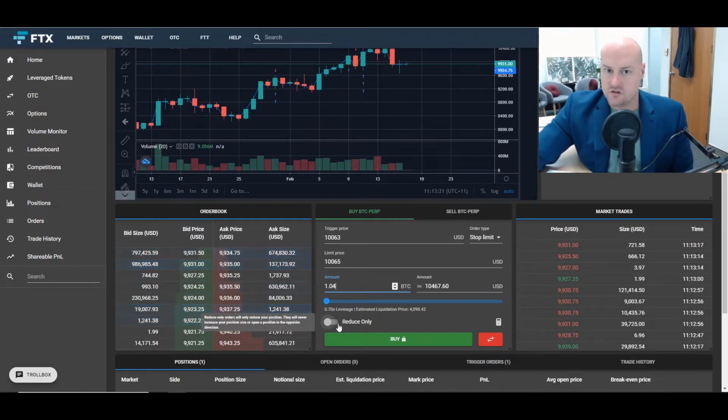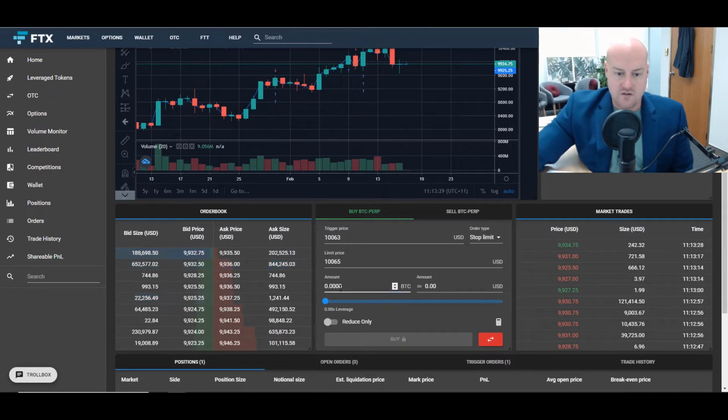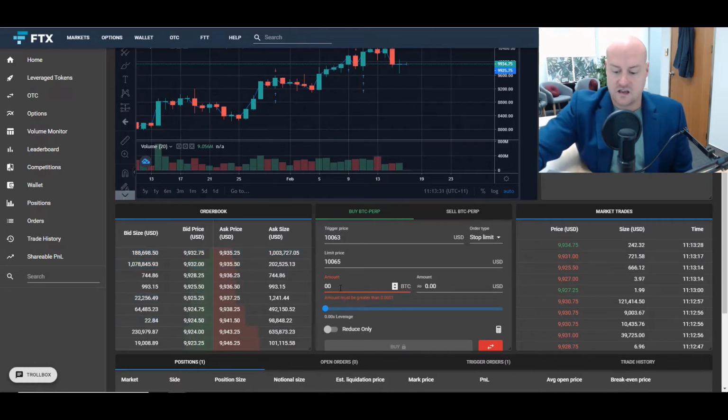I'm not going to click reduce only. I'll tell you what to do with the reduce only in just a moment. I'm not going to move this bar at all, because all that does is increase the size of the position. Not interested in that. We want to have it at 1.04 because we dictate how we manage our trades, 1.04.